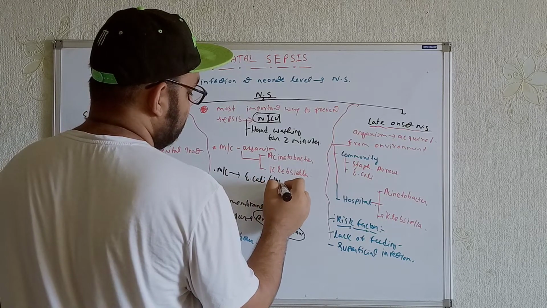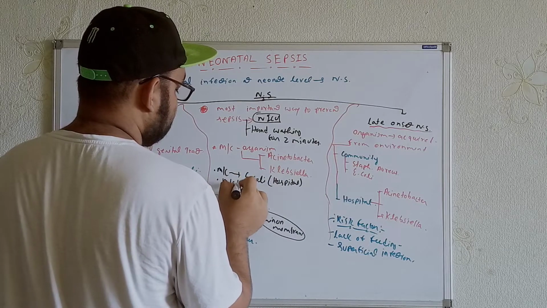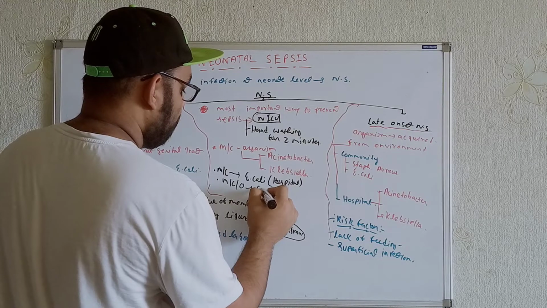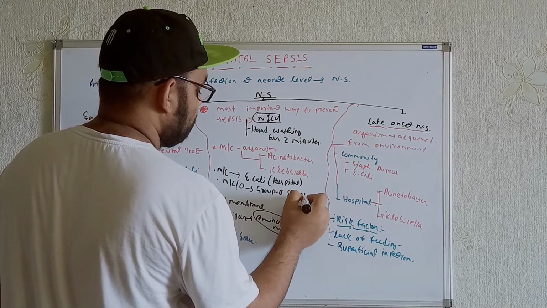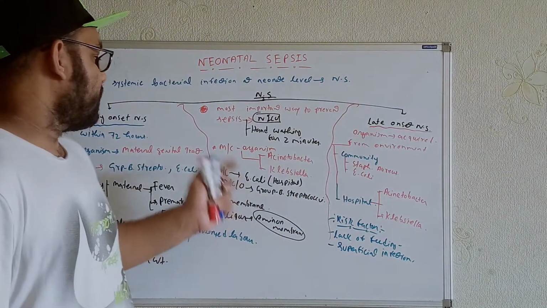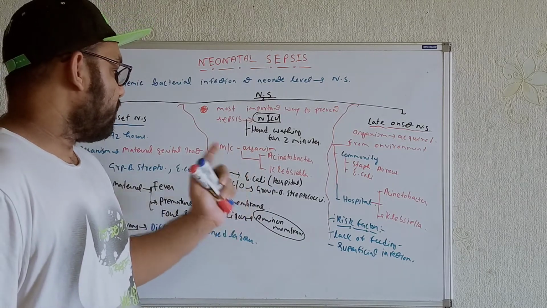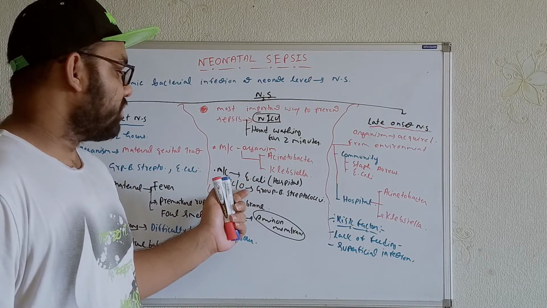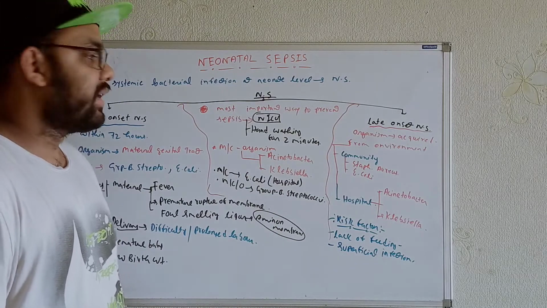If the question is asked about the most common organism throughout the world, then definitely it will be group B Streptococcus. Don't forget this. The most common organisms in general are Acinetobacter followed by Klebsiella. In the hospital, it will be E. coli. And throughout the world, it will be group B Streptococci.